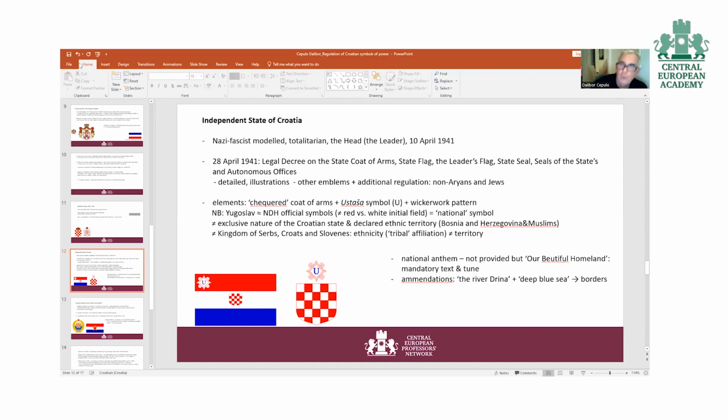The elements of all varieties of flags and coats of arms were common. That is, its basis was the state flag and state coat of arms. It consisted of, again, the characteristic Croatian checkered coat of arms with the eared letter U, which was the symbol of the Ustasha movement. It was a party state. And there was the characteristic medieval wickerwork pattern. The same symbols were present in the Ustasha flag.